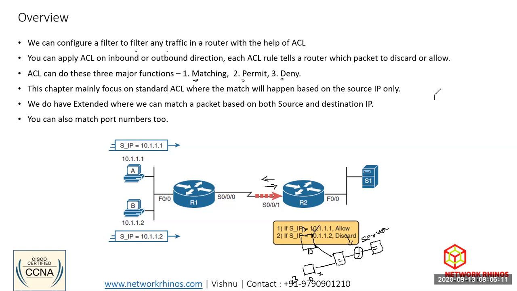Basically, we have two types of ACL: standard and extended. Now what is standard ACL? Whenever I match only based on source IP address, that is called standard ACL. When I match based on source IP and destination IP, or maybe some other extra components, that's called extended access control list or extended ACL. So extended means you can also match port numbers, apart from source IP and destination IP.